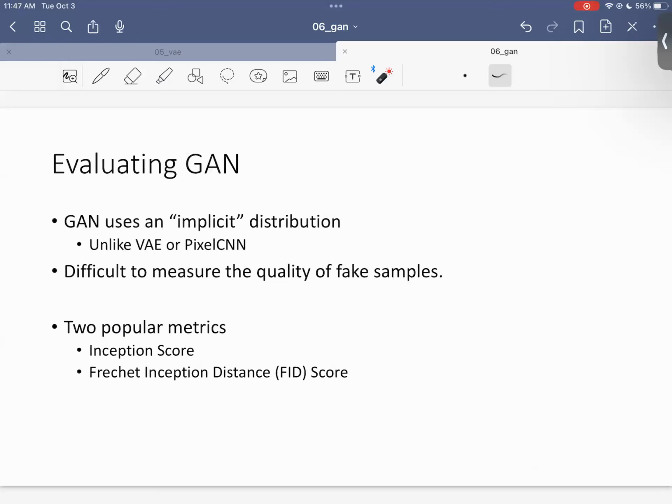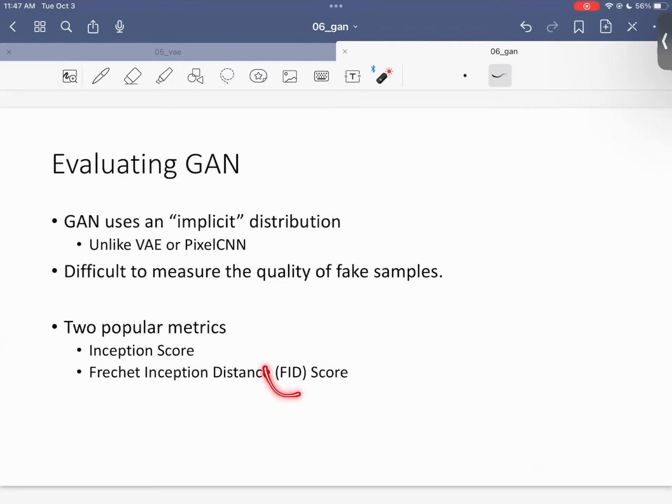So evaluating GAN. As I said, there was no direct way to evaluate how good image quality is. So we cannot use the likelihood function. We cannot use reconstruction, like VAE and PixelCNN, because they are explicit models. But GAN is an implicit model. It doesn't actually care about giving you an explicit parametric function of your true density. So it's difficult to measure the quality of examples. There are two popular metrics. One is inception score, IS, and another is called Frechet inception distance score, FID. Inception score is no longer widely used, but FID score is still very relevant. So maybe you should keep this in mind.